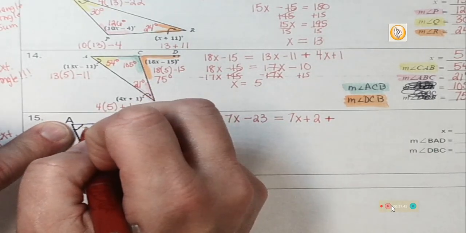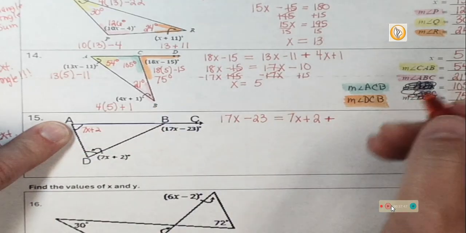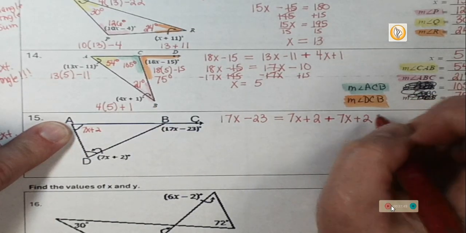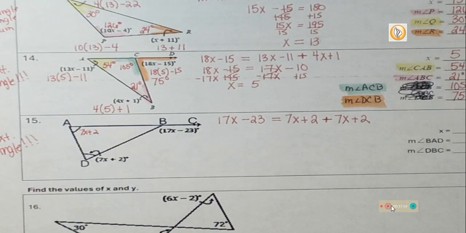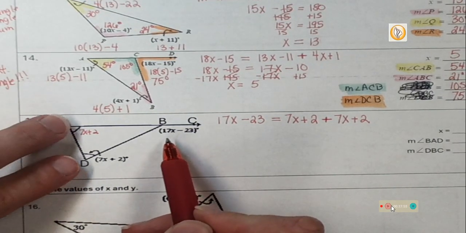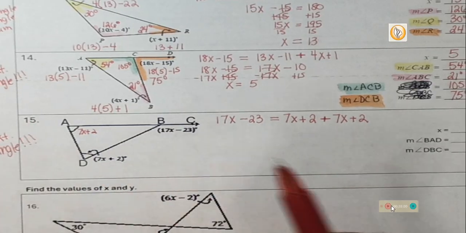It sure is. 7x plus 2. How do you know it's 7x plus 2? I didn't tell you that, or did I? I told you when I gave you the congruent marks. They're the same. That's exactly right. So, exterior angle equals the sum of the two non-adjacent interior angles.